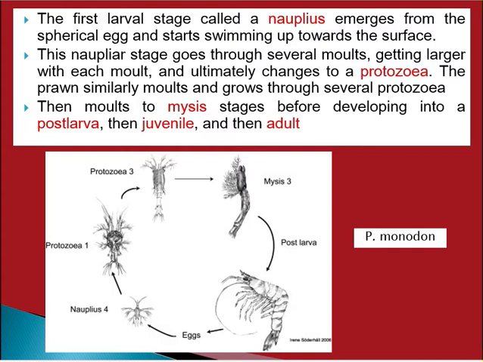So these are some of the risks or challenges which the farmers will have to face when they go for natural collection of seed and natural collection of berried females.